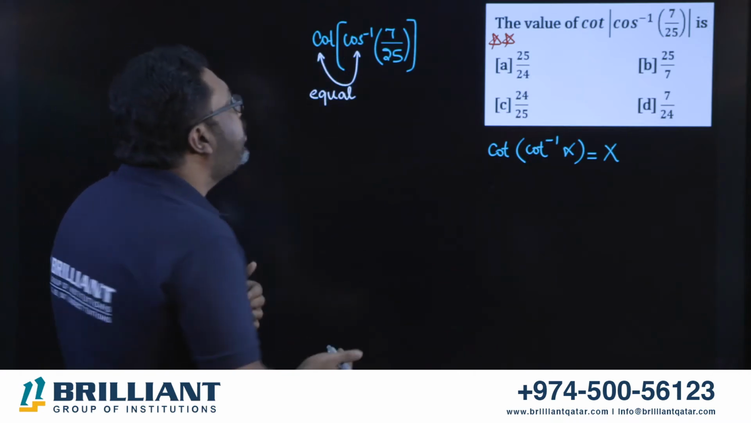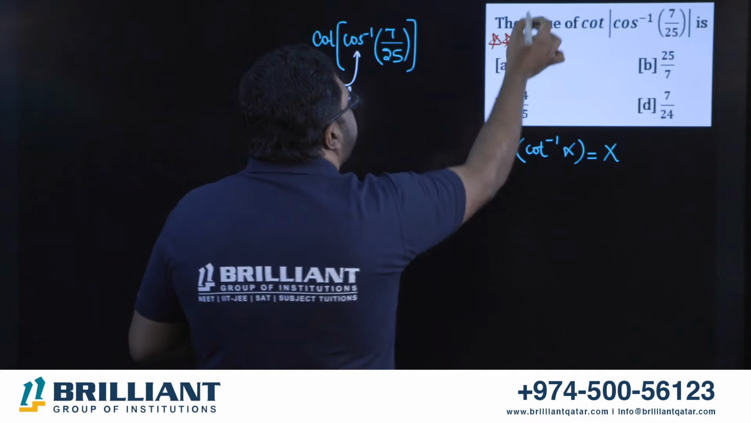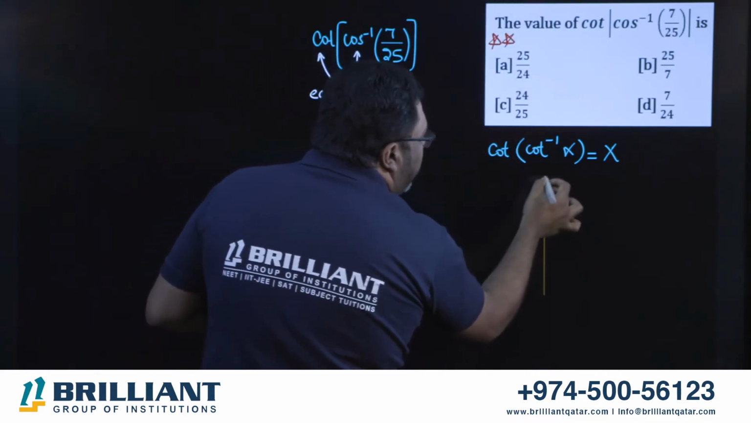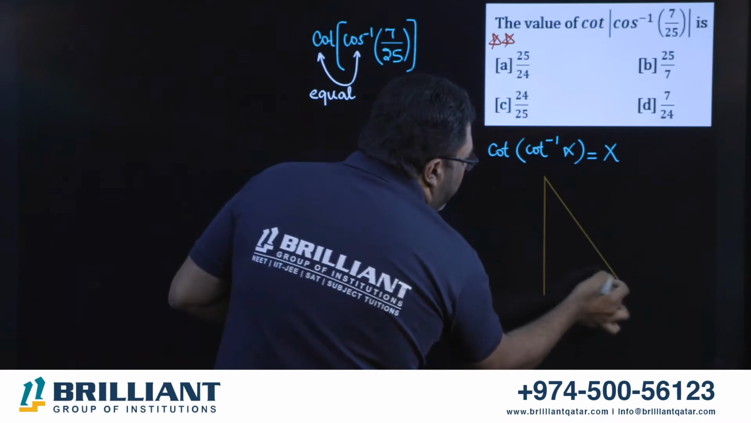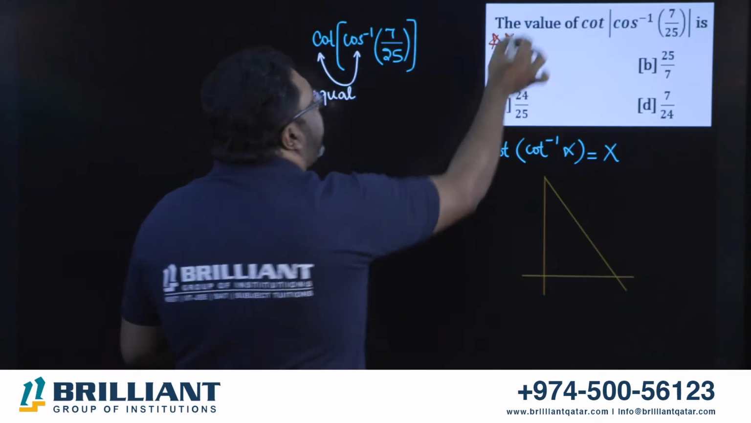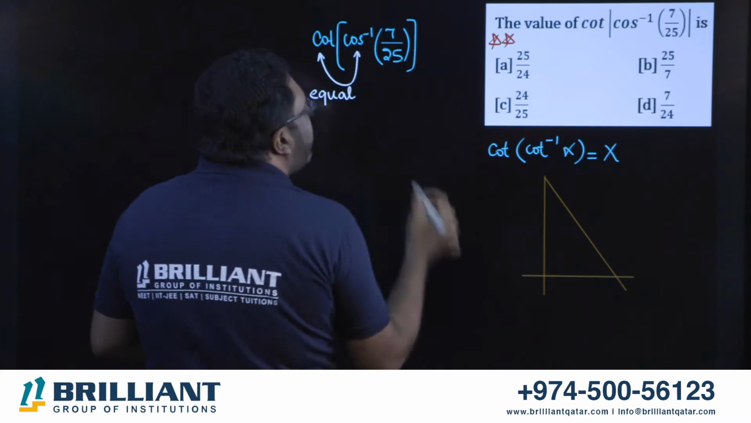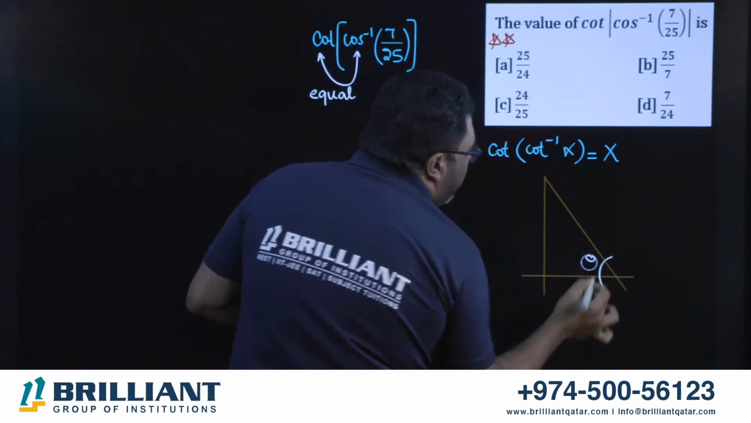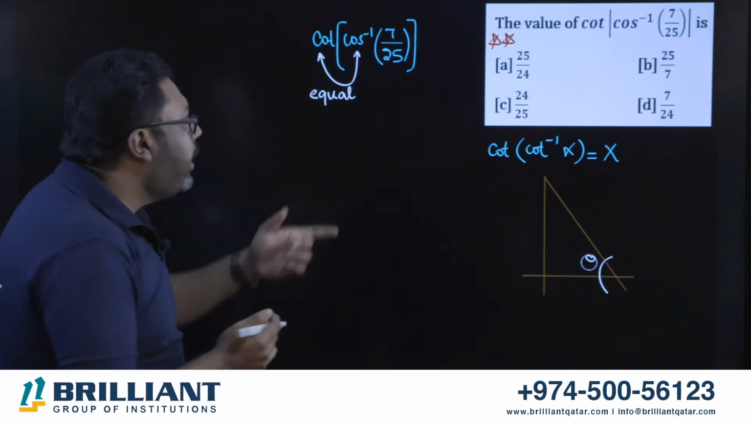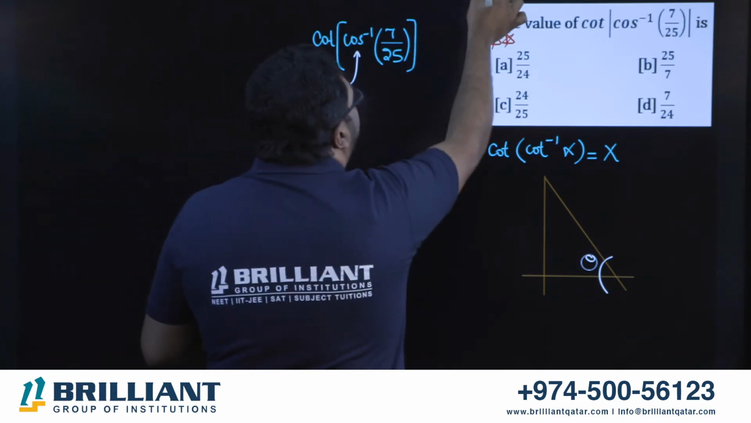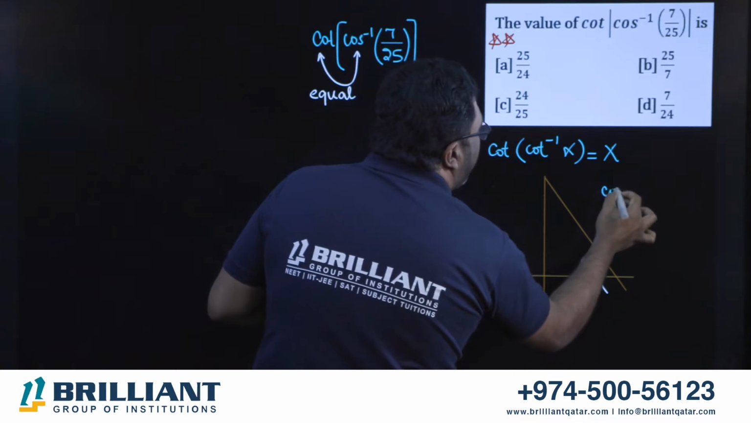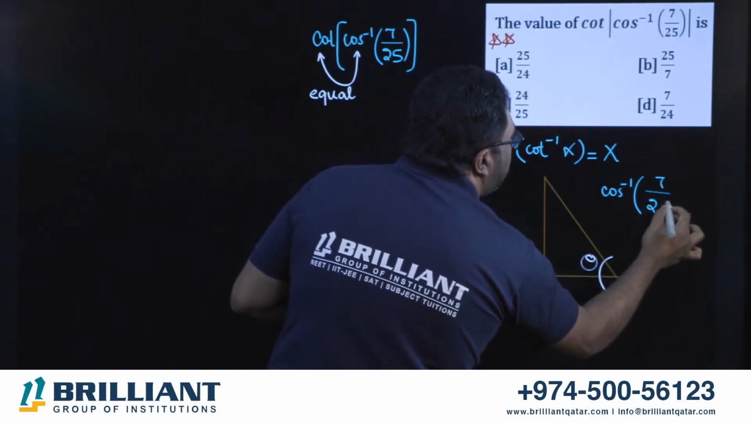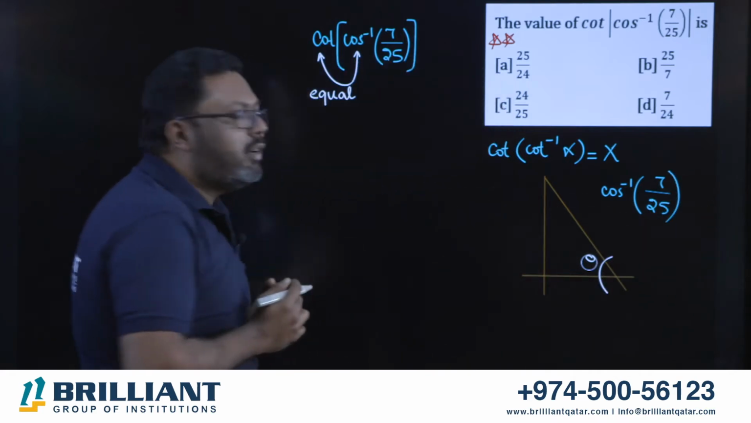But how to make it equal? This is where I always suggest the triangle method. What is the triangle method? You represent the given values on a triangle. Say, call this angle as theta. And the value that is given to you in the question is cos inverse of 7 by 25.